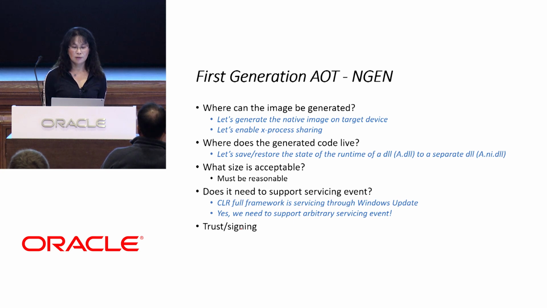The CLR4 framework is serviced through Windows Update, and there are class libraries installed on the machine. Those class libraries could be updated too. Applications can be updated. None of these update events are synchronized, so things can change underneath you and not in your control. Trust and signing, well, that was the first generation, so we didn't really take care of trust and signing. We generate on the machine into a DLL, and then we just use it.